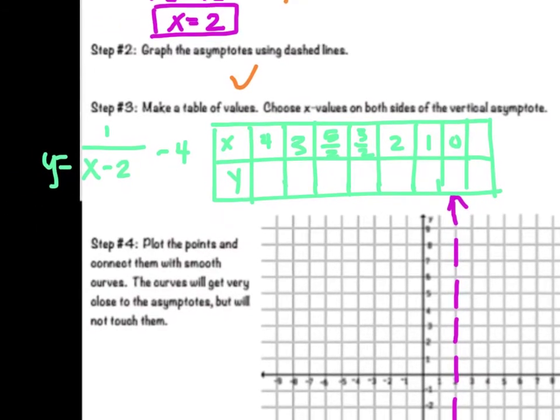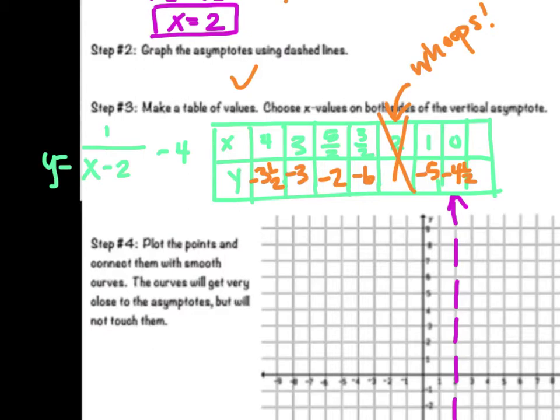If x is equal to 4, we'd have 4 minus 2 on the bottom over 1. So 4 minus 2 is 2, so 1/2. Minus 4, we'll get -3/2. Now we're also going to do that for some other points on here, and we'll fill out this table and get it all worked out.